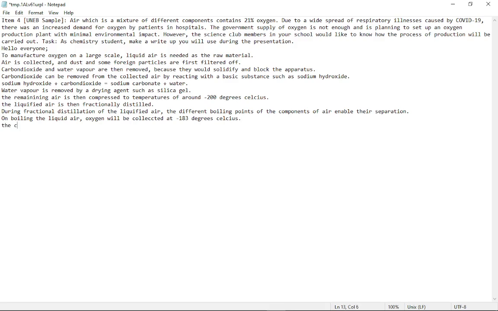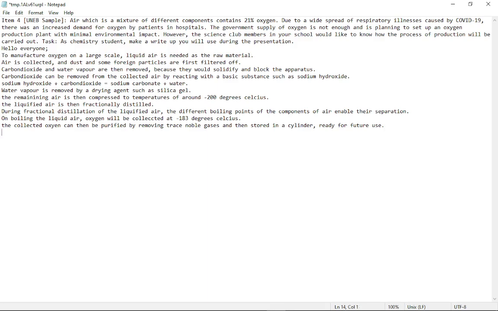So the collected oxygen can then be purified by removing trace noble gases and then stored in a cylinder, ready for future use. I'm assuming that's what I've come up with as my production process.